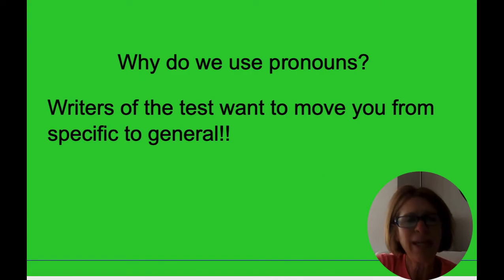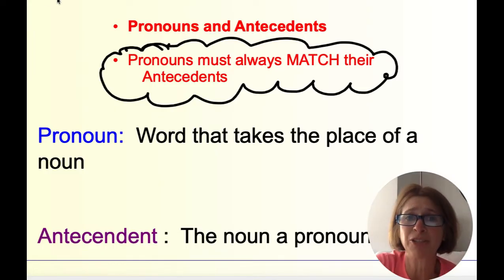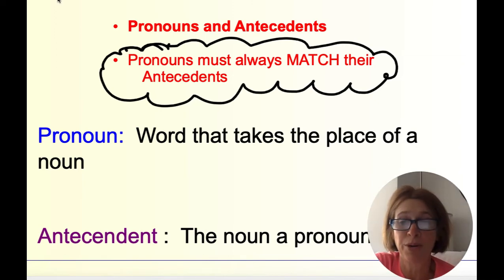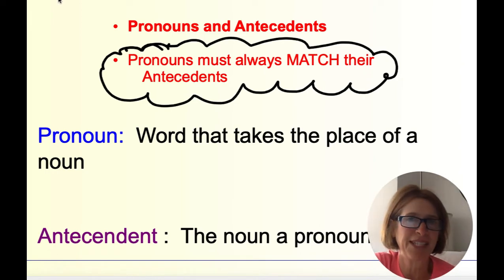Now, pronouns are something you learn very early on, and I think it's important to make sure we know what they are, okay? So a pronoun is a word that takes the place of a noun, and the antecedent is the noun a pronoun replaces. Now, you have always thought of nouns as person, places, or things because when you were young, that's what they taught you. So number one, we need to make sure that our pronouns always match their antecedent.